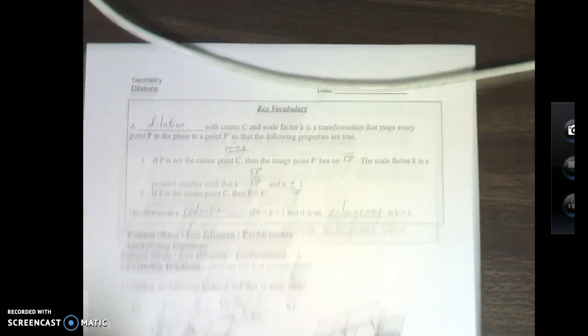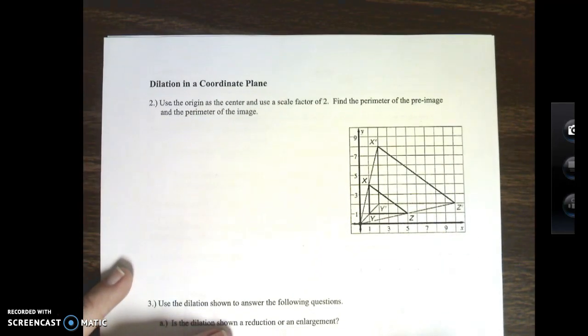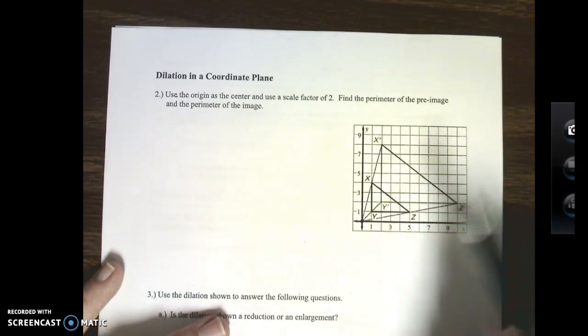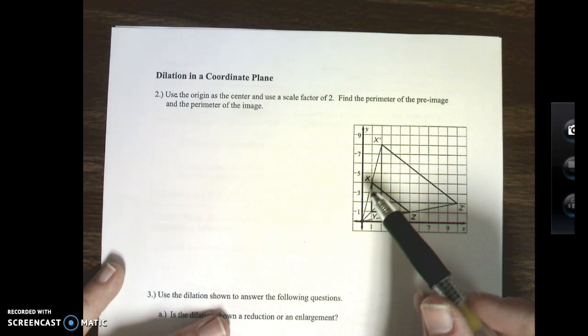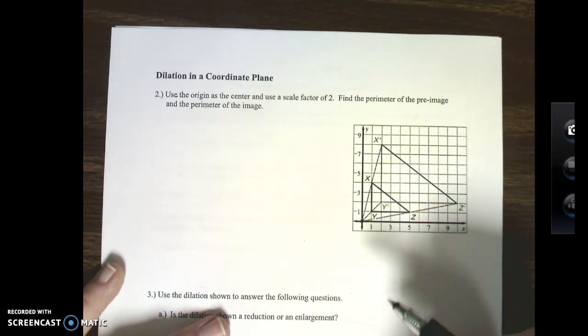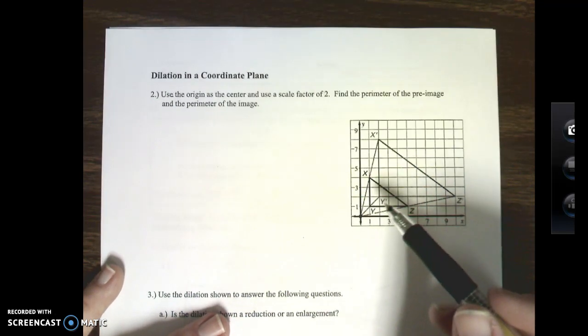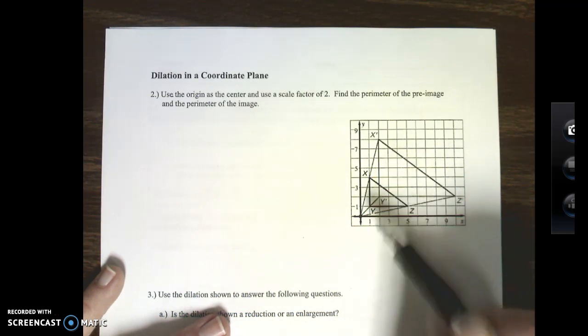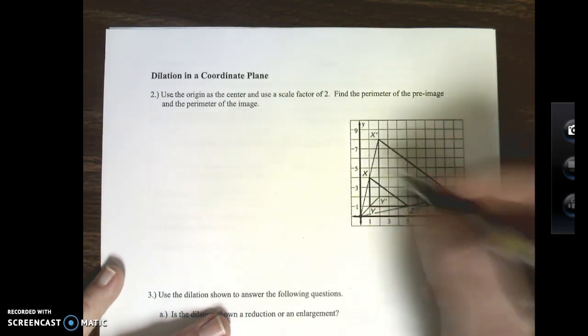Very good. All right, so on the back, it says, use the origin as the center and the scale factor of 2. Find the perimeter of the pre-image and the perimeter of the image. Okay. So here is my original image, the x, y, z. All right, so we know it's a scale factor of 2. So take a look at this.